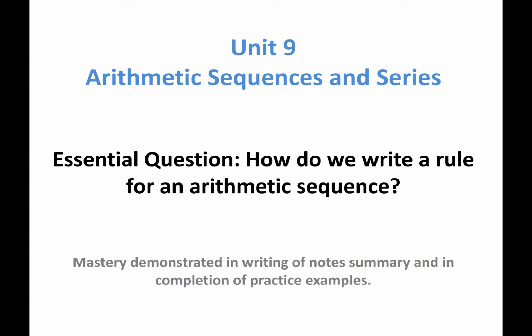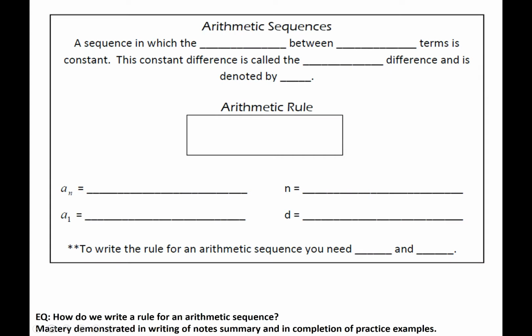Let's get through our lesson on arithmetic sequences and series. This is a sequence in which the difference between consecutive terms is constant. What that means is, one term after the other, the amount that we add to each term to get to the next term is the same. We'll see it in a minute. This constant difference is also called the common difference and is denoted by D.